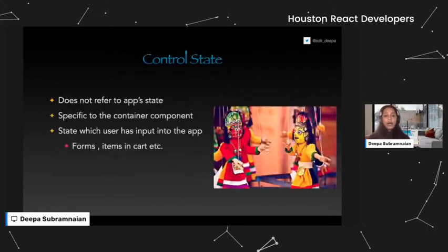Now, control state. What is control state? On the contrary, this has nothing to do with your app as a whole. It is specific to a container component, and it is a state where the user has given input into the app and it is just waiting. For example, you add an item to the cart or you're trying to fill in a form. This is called control state.